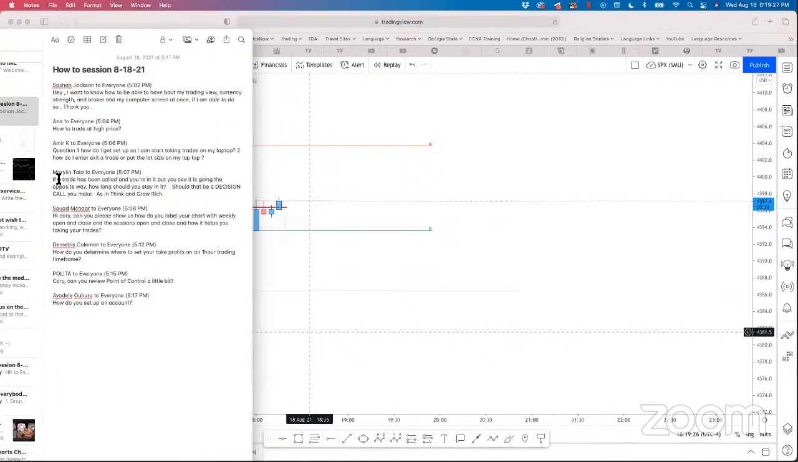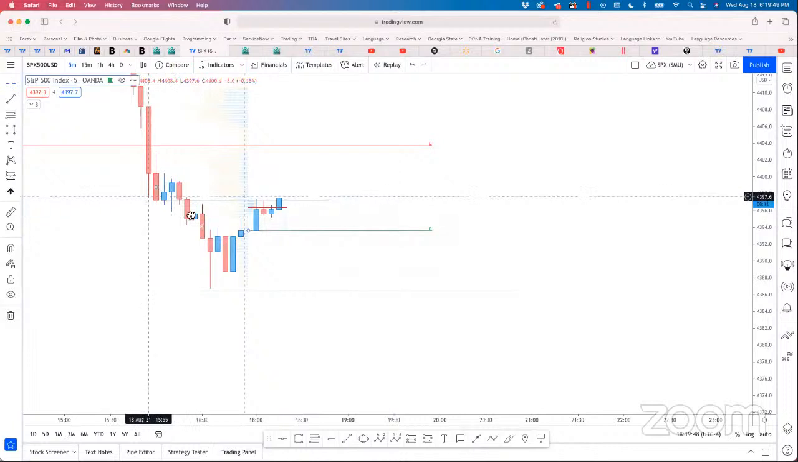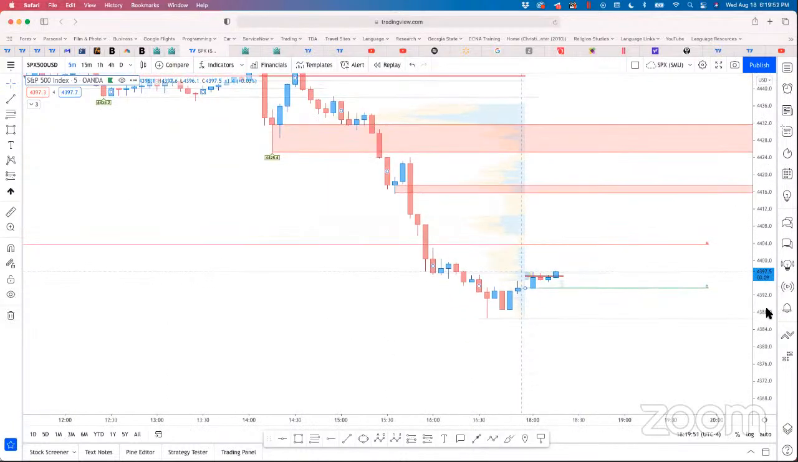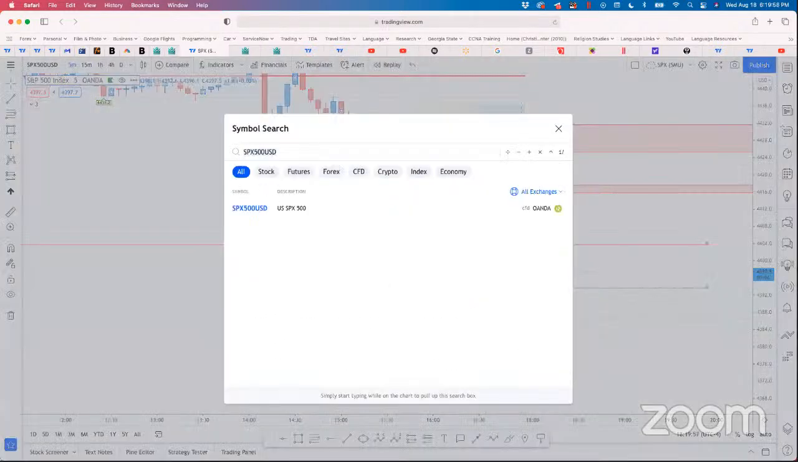Miss Tate, if a trade has been called and you're in it, but you see it's going in the opposite way, how long should you stay in it? Should that be a decision call you make, as in Think and Grow Rich? Okay, so let's use NAS for example. This morning, NAS, they called a buy on it.